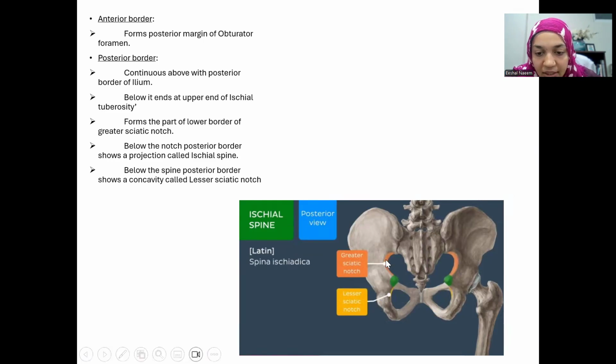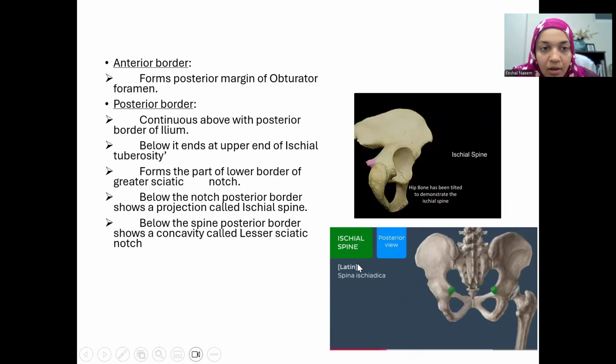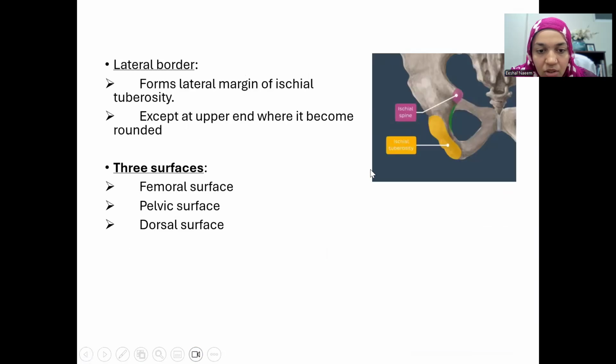Now here you can see the greater sciatic notch, the ischial spine, and the lesser sciatic notch. This is the ischial spine. This hip bone has been tilted to demonstrate this ischial spine. So this is the greater sciatic notch and this is the lesser sciatic notch. And there's a lateral border also which forms the lateral margin of the ischial tuberosity. So this is your ischial tuberosity and this is the lateral border, the one that is forming the lateral area of the ischial tuberosity.